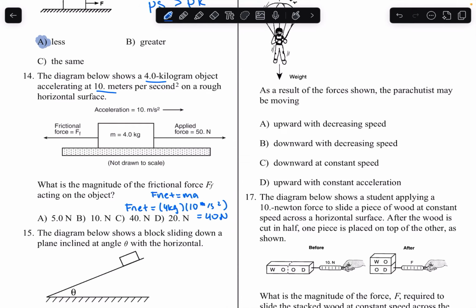So if the applied force is 50 newtons, but the net force is 40 newtons, how would that work? That means that we need a frictional force of 10 newtons. Like, for example, I'll just write out the math. So negative 10 newtons plus 50 newtons would equal that net force of 40 newtons. So our answer is going to be B.